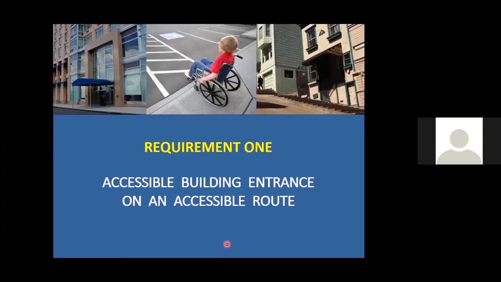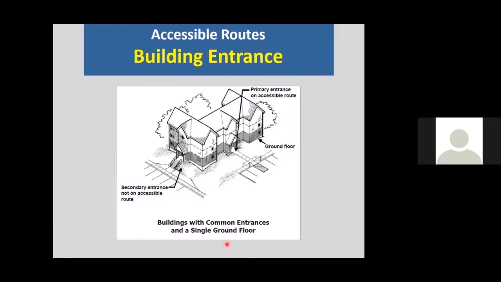Requirement 1, an accessible building entrance on an accessible route. As I mentioned earlier, when you've determined you have a covered multifamily dwelling, that is a building after March 13th of 1991 with 4 or more units, then the law requires that we provide an accessible route to an accessible entrance.